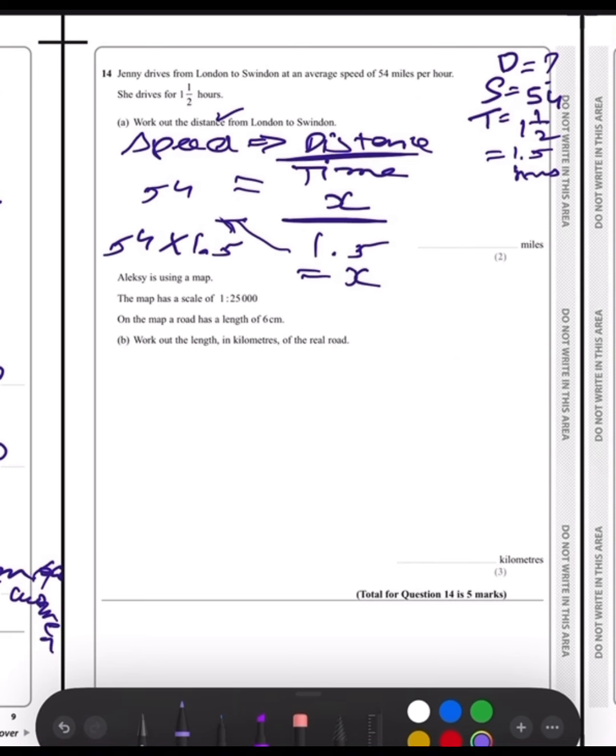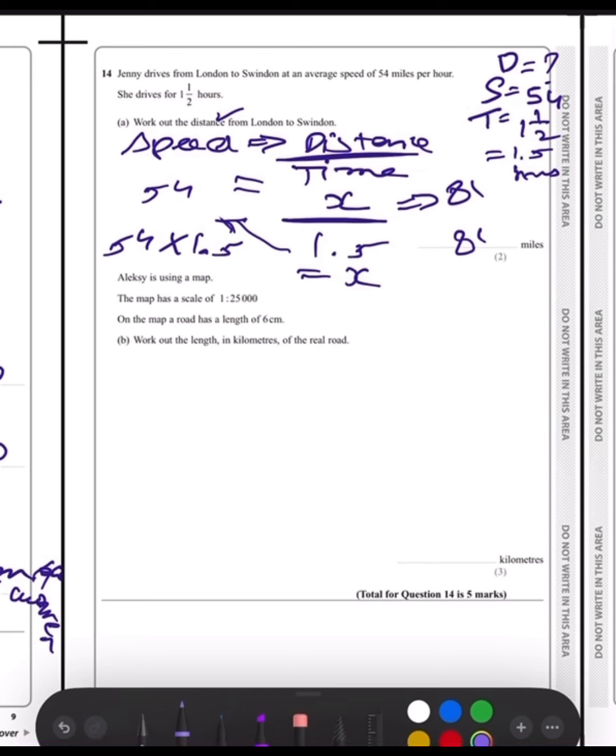So when we multiply 54 by 1.5, it gives us an answer of 81. Okay, this is what your answer is. Your answer is 81. The first mark that you get is for finding out the speed. After finding out the speed, the second mark is for rearranging, knowing that if it's in division right now, it would go to the other side and change into multiplication. Multiply that, and your answer will be your second mark.